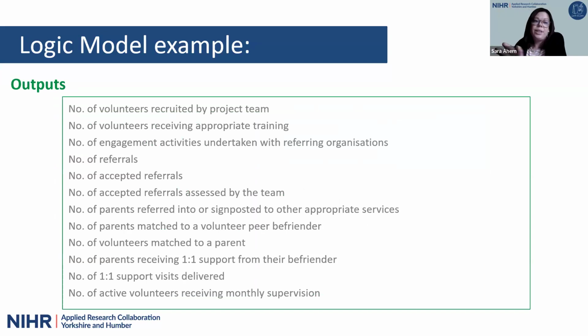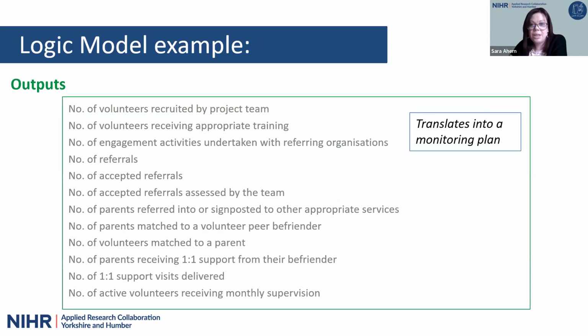We can also then translate these activities into what we call outputs. So if we're saying we're recruiting volunteers, have we recruited the number of volunteers that we anticipated? Are we training the number of volunteers? And this level of detail in terms of how are we demonstrating that we're doing what we say we're going to do gives us a really good basis for a monitoring plan.